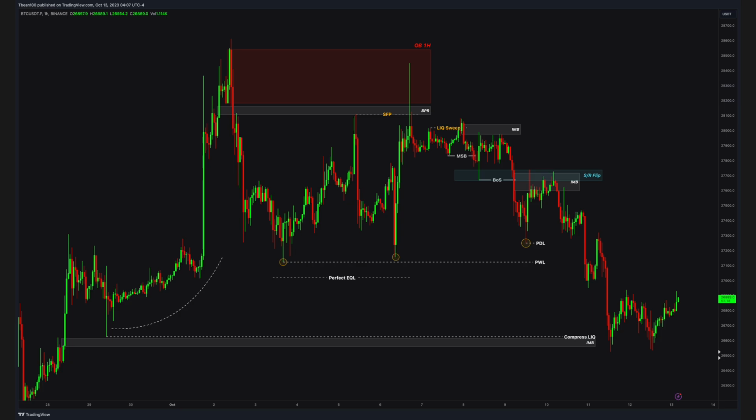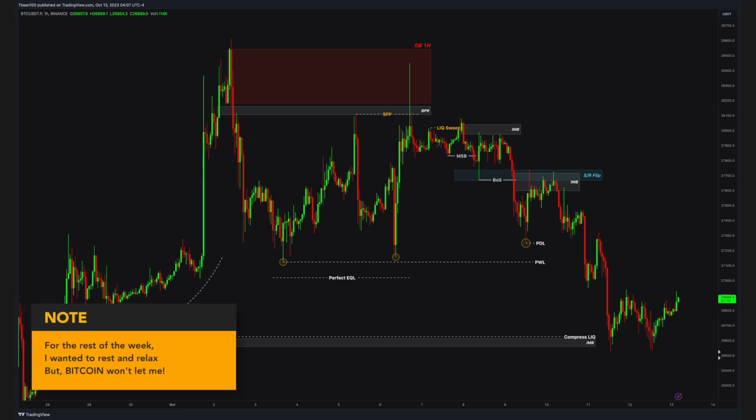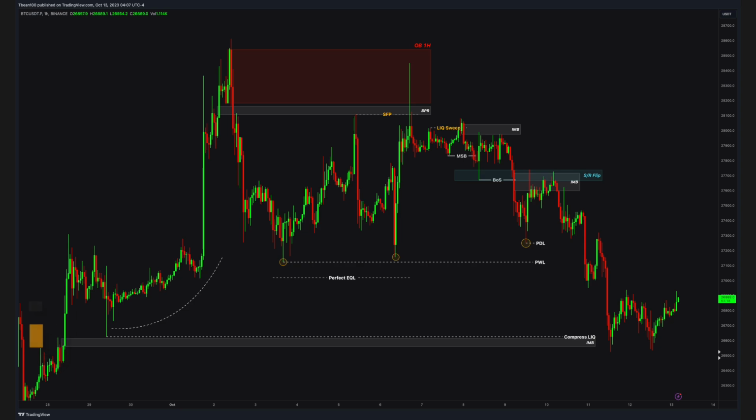At this moment of the week, I was already tired of taking trades. I was not going to push myself anymore and relax. But Bitcoin won't let me. It keeps showing me these easy setups and free money. I really did not want to trade, but I had to. Who am I to say no to free money?